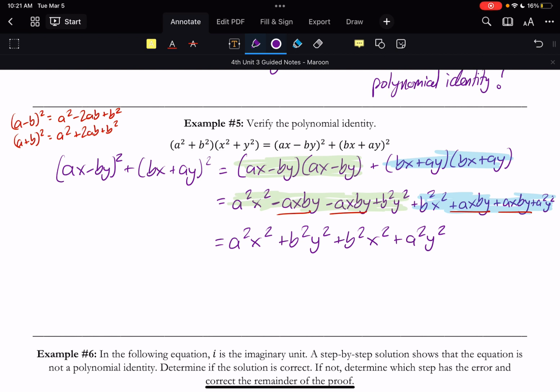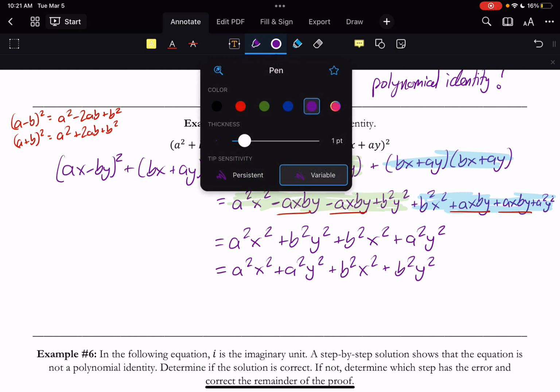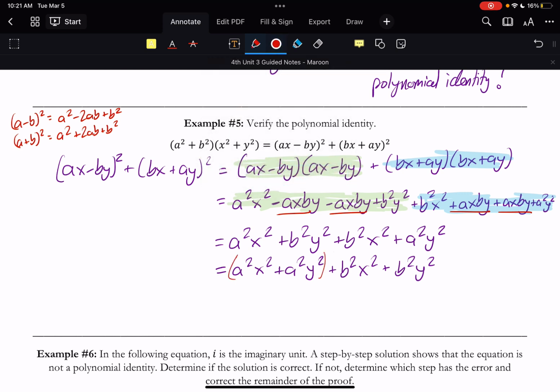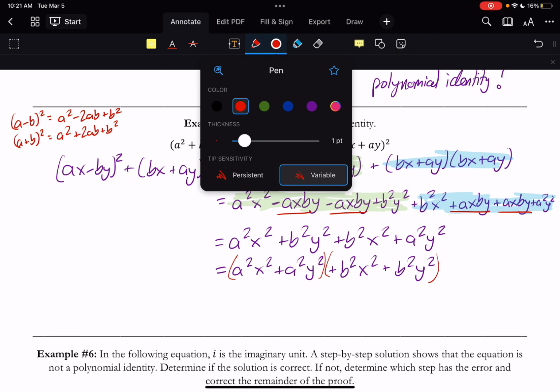So I'm thinking that we need to somehow do factoring by grouping, and we need to manipulate this to show that we can do factoring by grouping. So since addition is commutative, I can rearrange however I want. I'm going to rearrange this as a squared x squared plus a squared y squared. And then I'm going to add b squared x squared plus b squared y squared. Because now what I can do is I can apply factor by grouping that we've been talking about. Group my first two, group my second two.